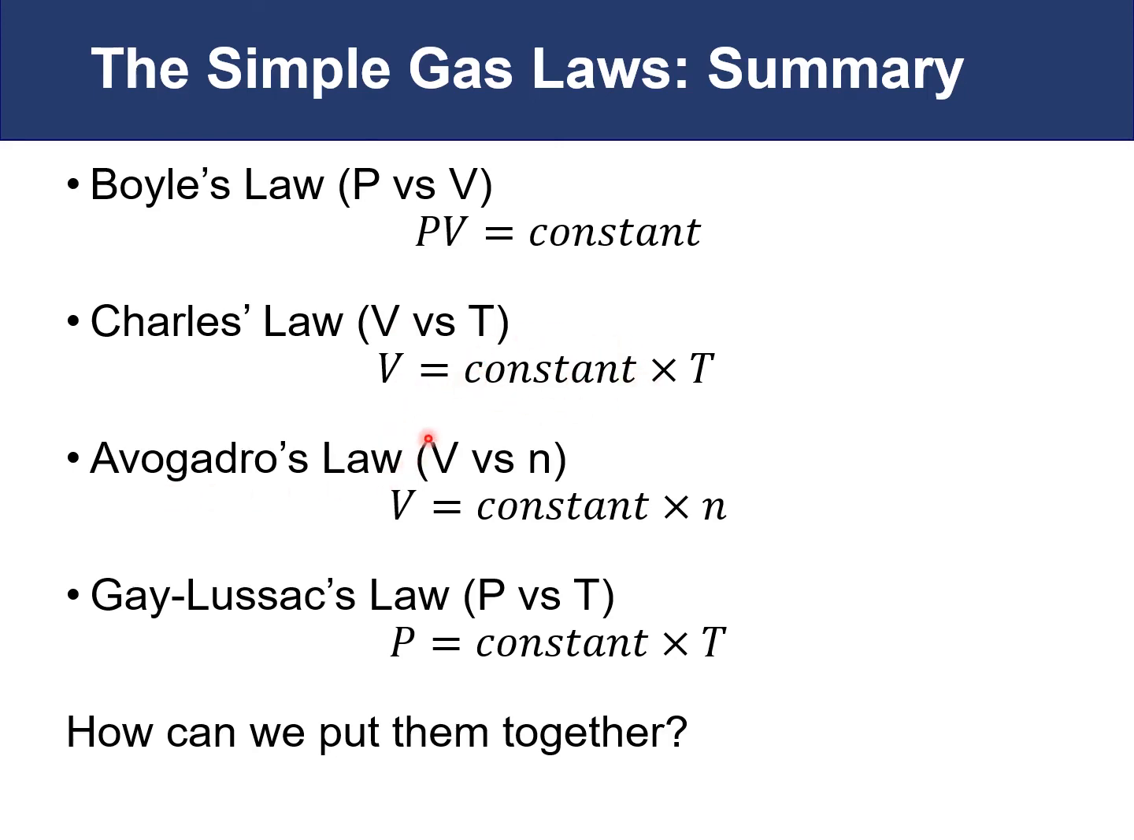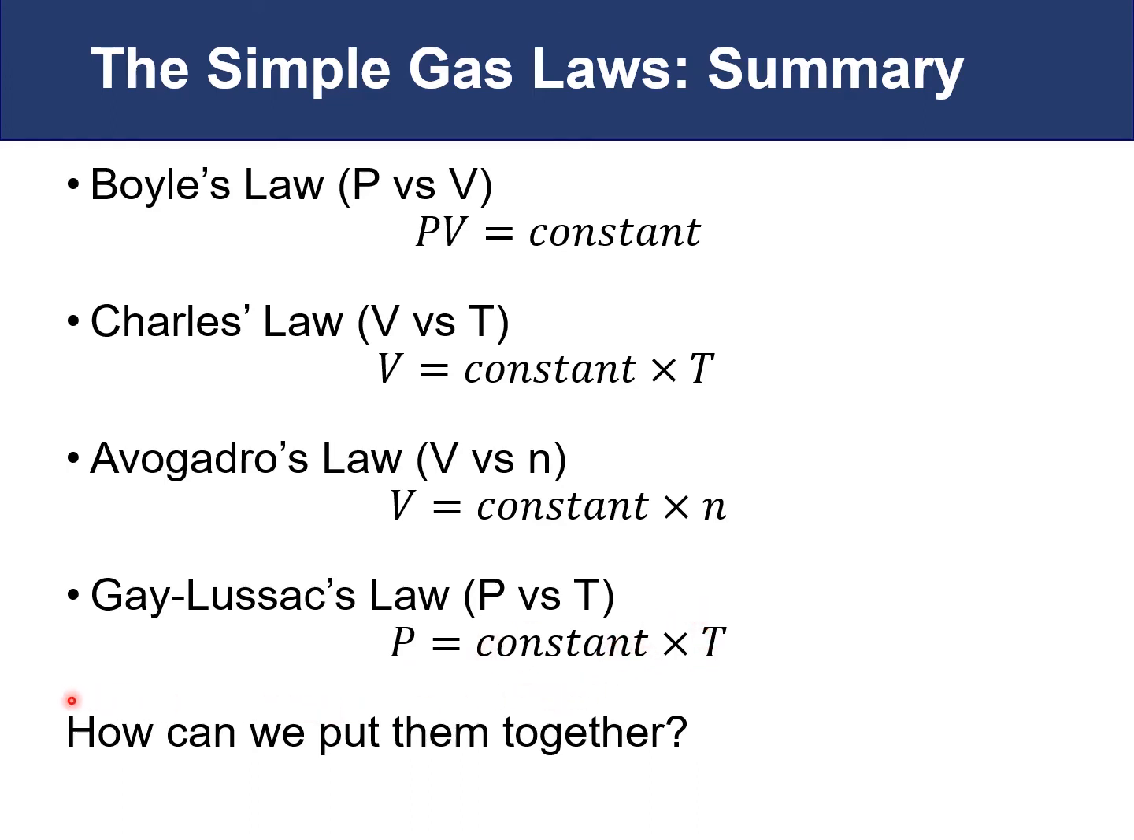Avogadro's law is looking at volume versus number of moles. They are directly proportional. So as volume goes up, number of moles goes up. Gay-Lussac looks at pressure versus temperature. As pressure goes up, temperature goes up to maintain the constant.